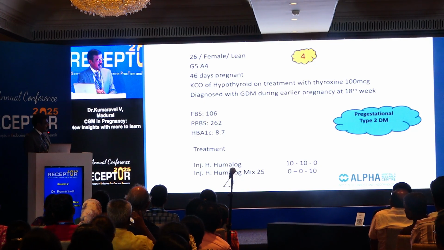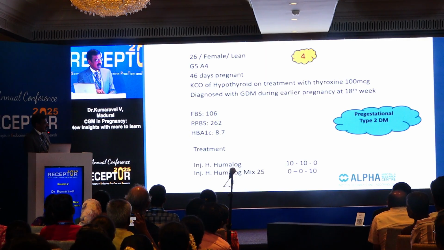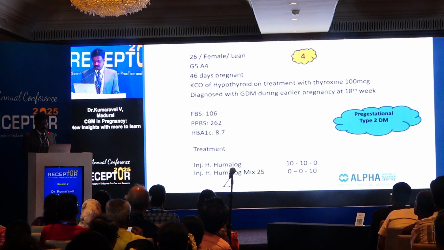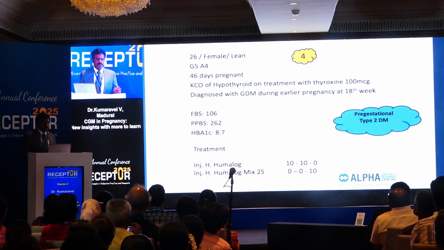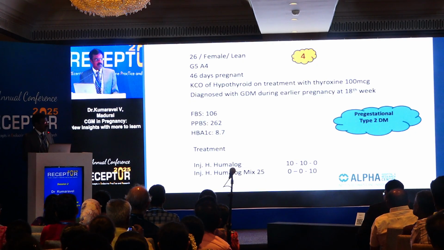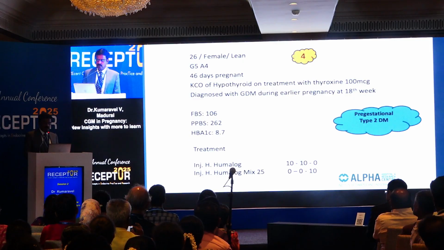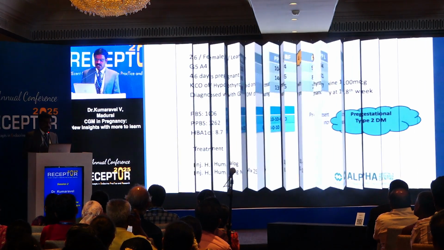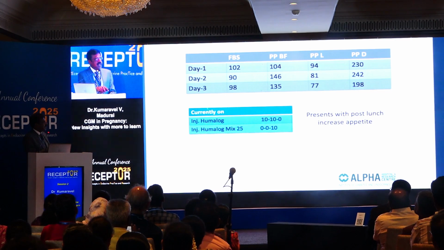So this patient was put on Lispro insulin, 10 units in the morning, 10 in the afternoon, and Lispro mix, 10 units in the night. You have various ways of insulin regimen. You can follow whatever regimen you are comfortable and confident with, but ultimately your blood glucose has to come under control without hypoglycemia. So this patient, routinely you monitor with a glucometer.